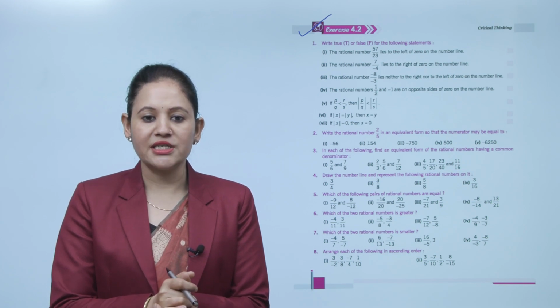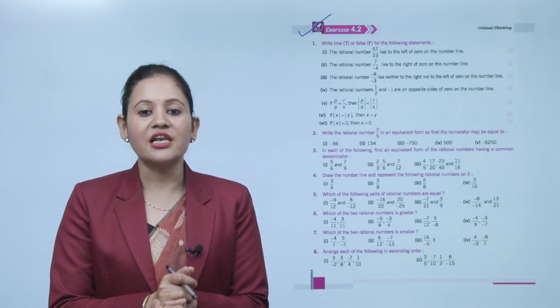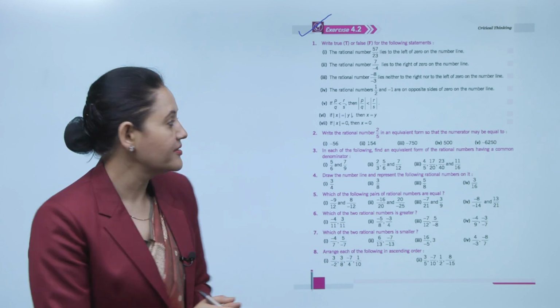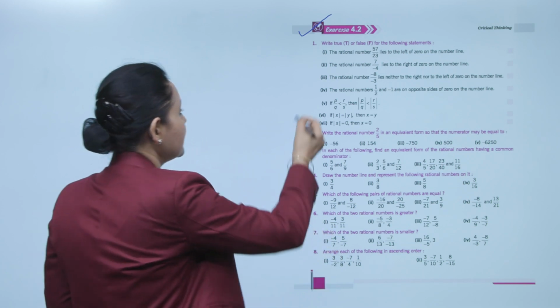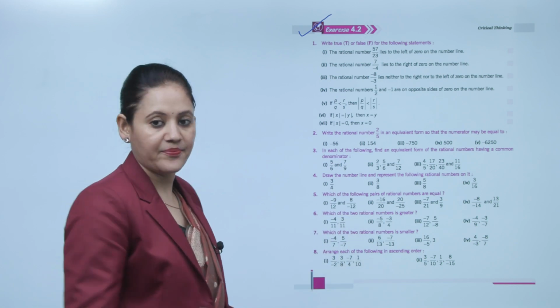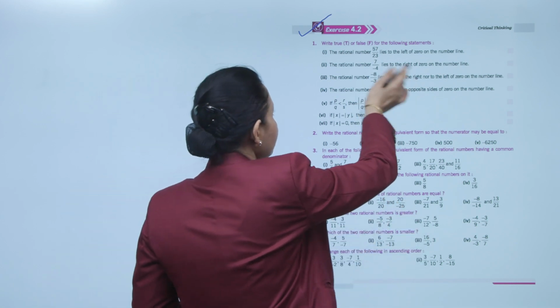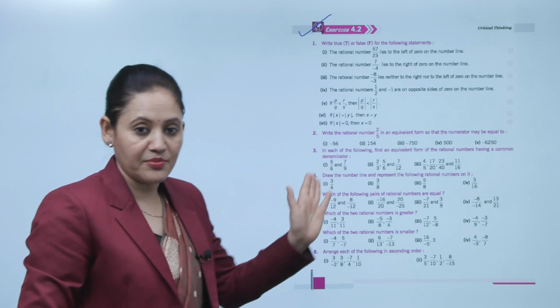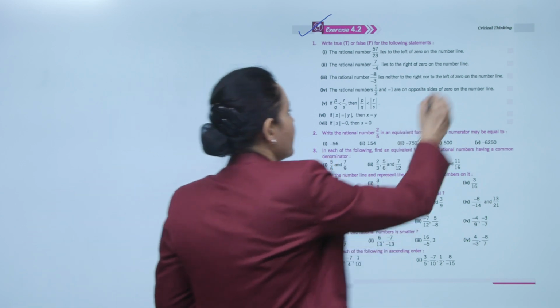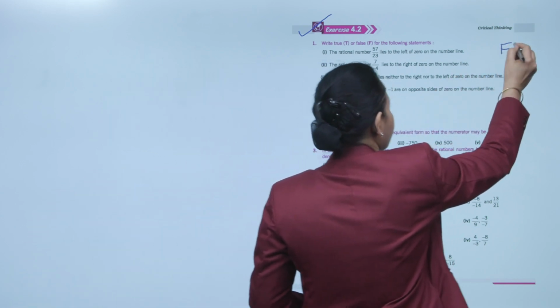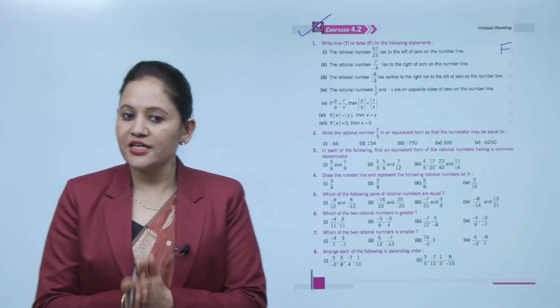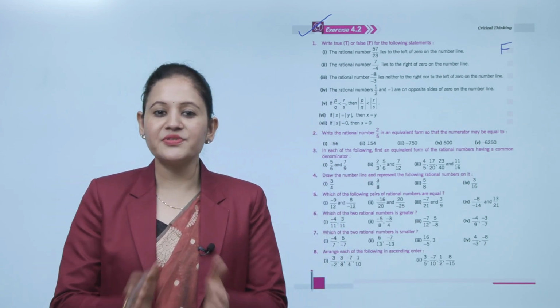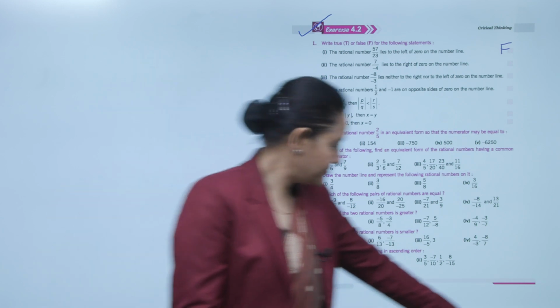The rational number 57 upon 23 lies on the left of 0 on the number line? 57 upon 23. So, lies on the left of 0 means its value is less than 0? No. That is false. So, we'll write F for it. Clear? Practice all the questions of this exercise.